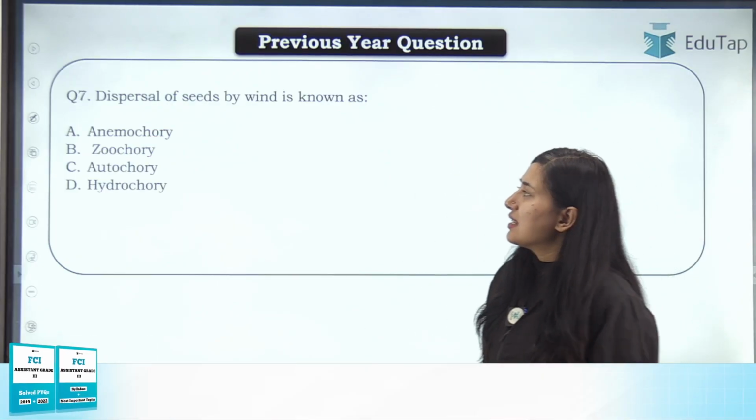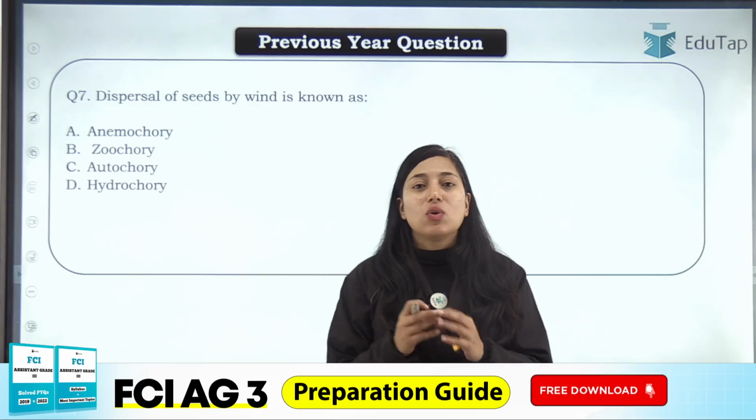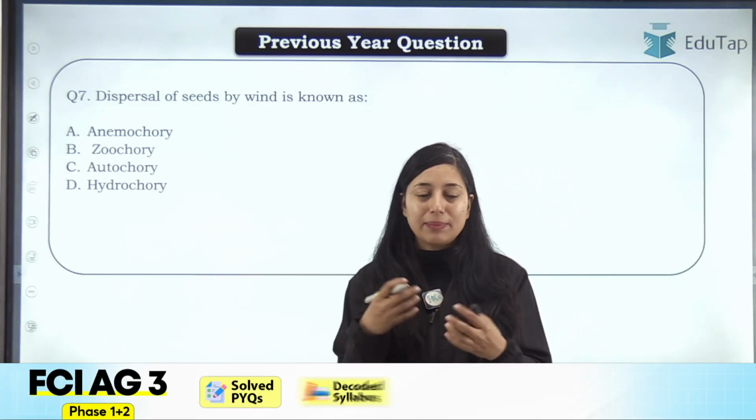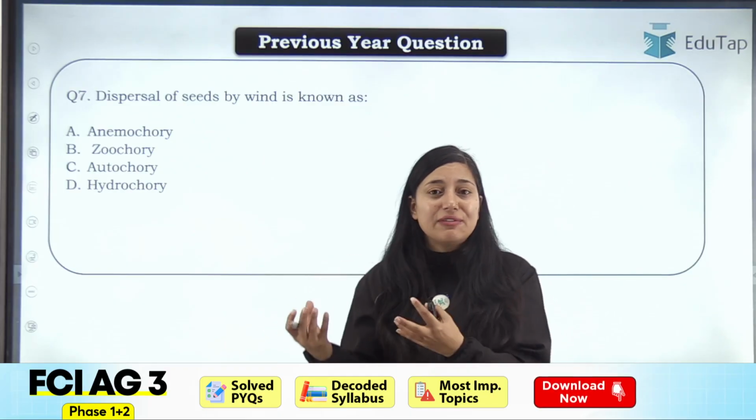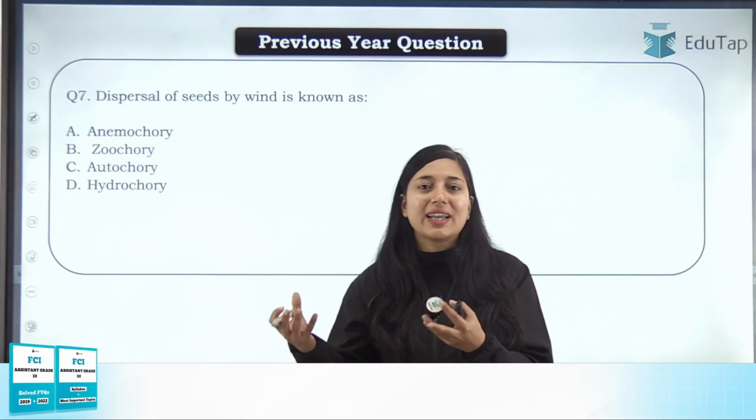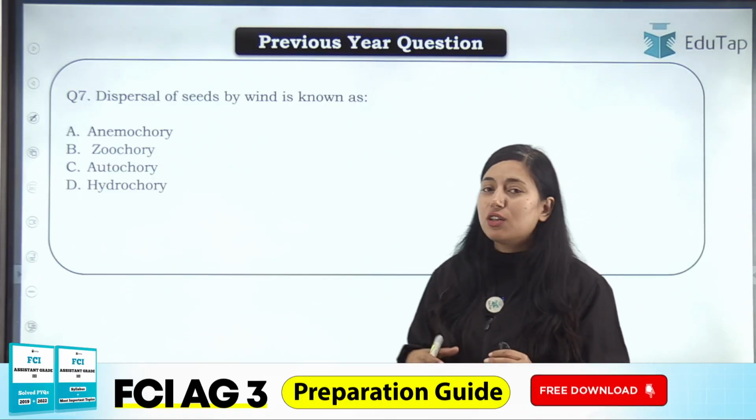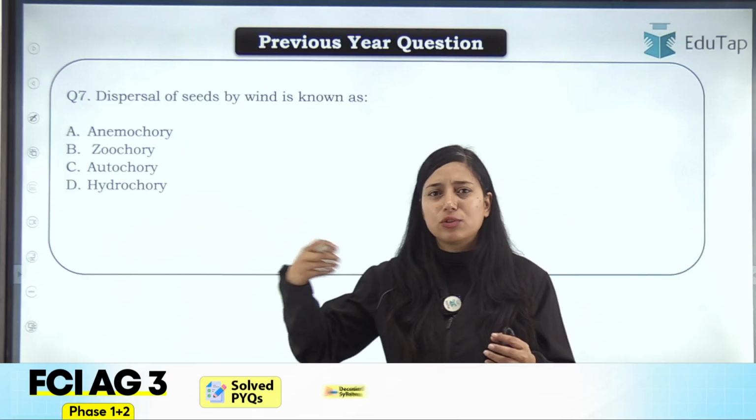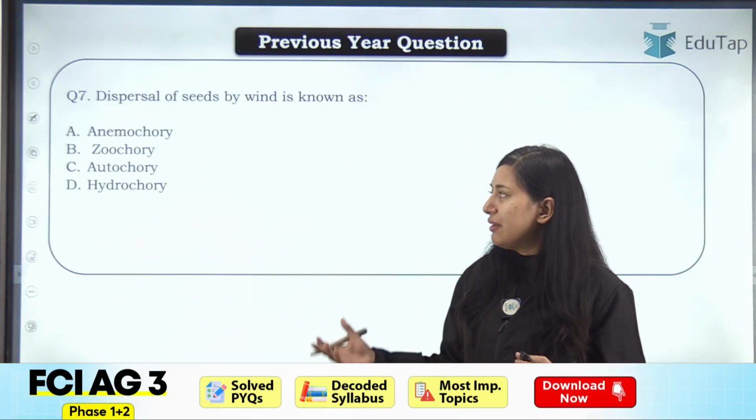Okay, next is dispersal of seed by wind is known as. So we know about the pollination process, and it is very crucial in plants, right? Because through pollination only the seed will form and then the farmer can harvest the seed, right? So there are different ways of dispersal of seeds. After seeds have been formed, they need to be dispersed. So there are different ways in which seeds disperse themselves.